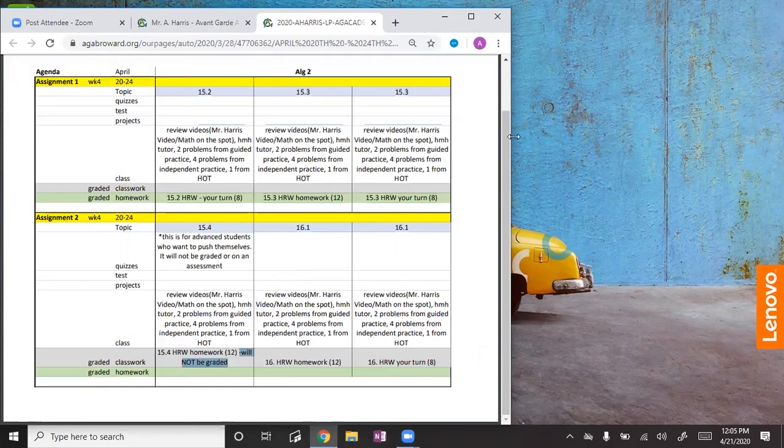Anybody have any questions? What is being graded? Because you gave us way too much work. No, you tell me. So Aiden, 8 problems, 12 problems, 8 problems, no problems because you don't have to do them. Then 12 and 8. I really don't think that's that much work. It is a lot.